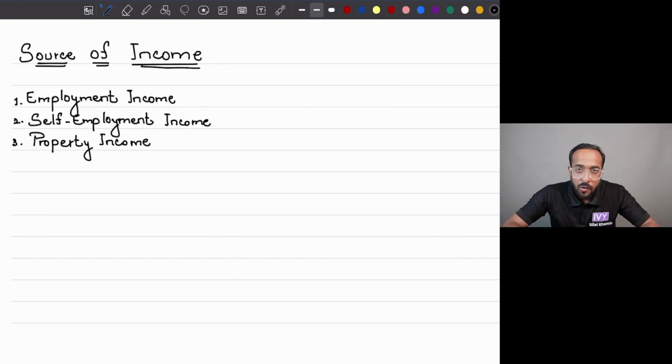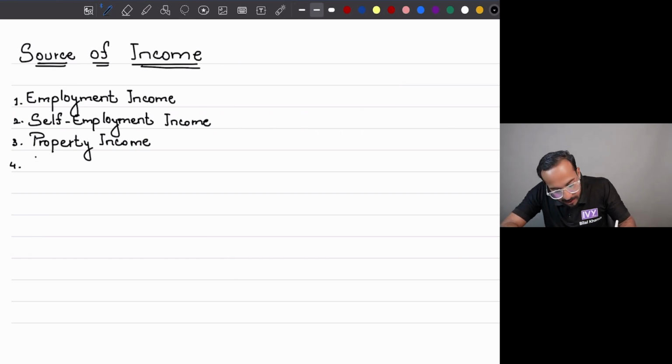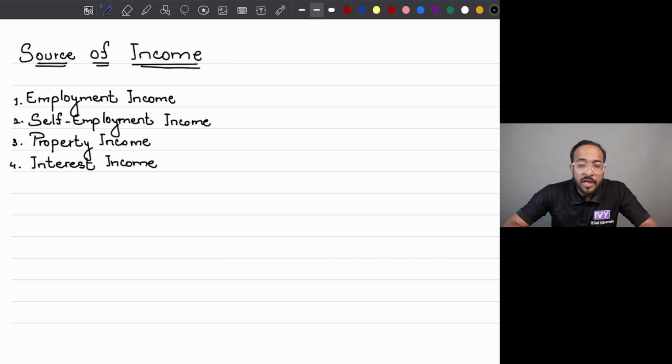You decided to let it out, and from the tenant you will get the rent, right? That's a property income. Number 4 is interest income. What do you mean by interest income? Interest income means you have a saving, you have some extra amount, you either kept in a bank or invested somewhere. So it means on that investment or saving you will get some interest, that is called interest income.